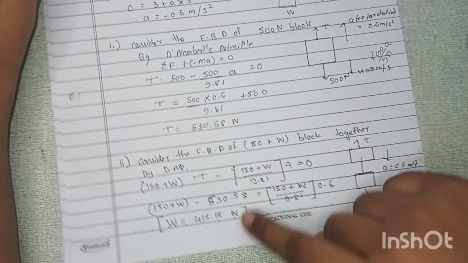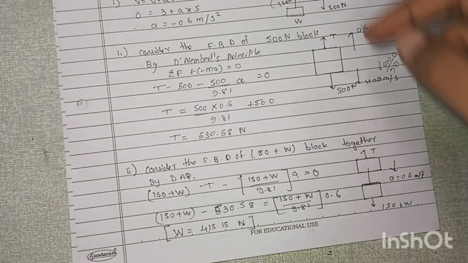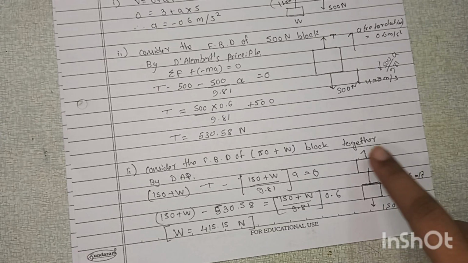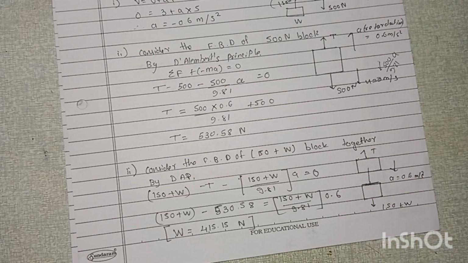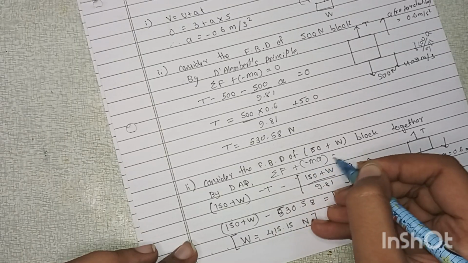Let's move to the second part, which is to consider the FBD of the 150 plus W weight block by D'Alembert's principle. Now we have to consider the second block together with the block of weight W. The weight of one block is 150 and the other is W, and we consider them together. The acceleration is in the downward direction, so the acceleration is equal to 0.6 meter per second square. By D'Alembert's principle, the equation is summation of F plus minus ma is equal to 0.